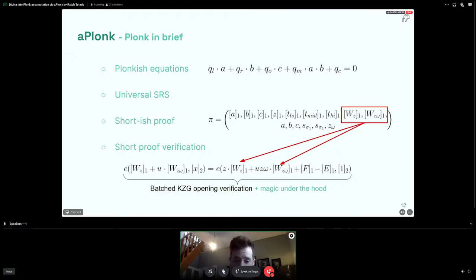The proof verification is still short. As you can see, we have only two pairings to do and an equality. There is a bit of magic because this WZ, WZ omega needs to be computed. We'll look into that later, perhaps. So this equation actually comes from the batch KZG opening verification. There are also other checks which are done. In the Plonk paper, it is a bit hard to see because they are completing all the checks at once. But there are also checks to make sure that the identities, these constraints QL times A plus QR times B and so on, are valid.